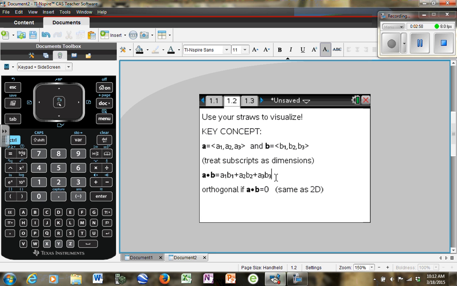And the orthogonal rule is the same here as well. If we find out that these things are at 90 degrees from each other in 3 dimensions, then the dot product is 0. So that's the same as in 2 dimensions as well. Okay, that's pretty easy, right? We're just adding one more thing. We're doing multiplying and adding. That's all that we're doing here as far as the math goes.